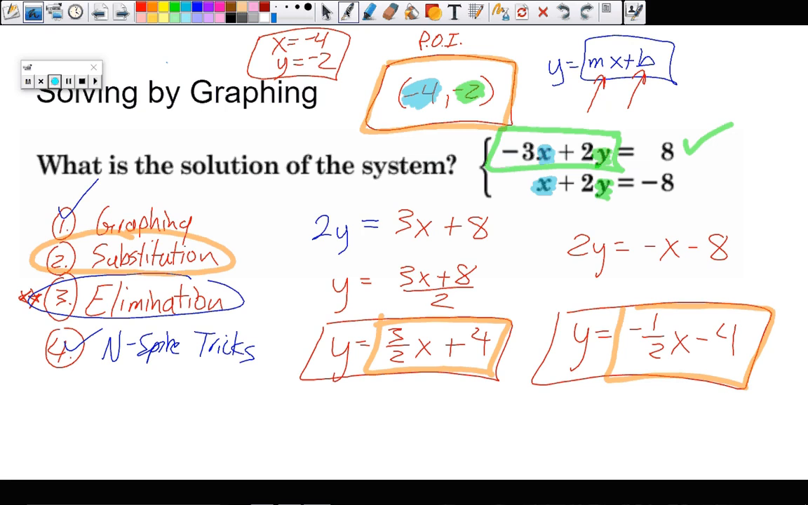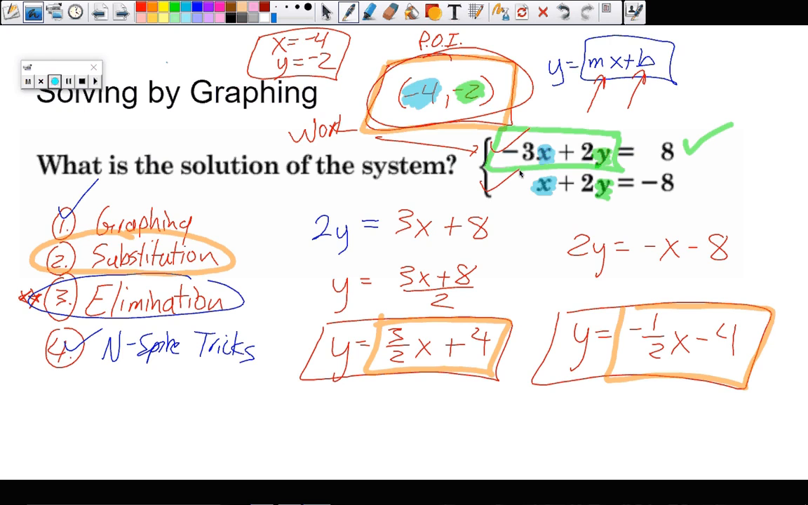Here's the thing. Your answer, whatever it is, must work for both of the equations. Sometimes you might make a mistake where the answer only works for one, but it doesn't for the other. You didn't get the answer. You with me? Alright, so this is how you do it with a graph.